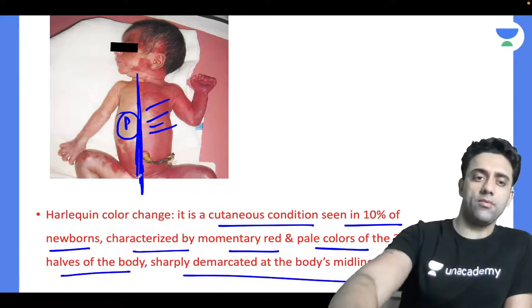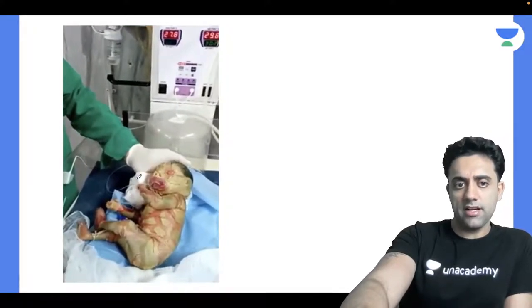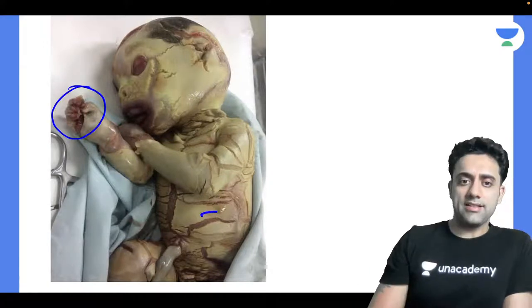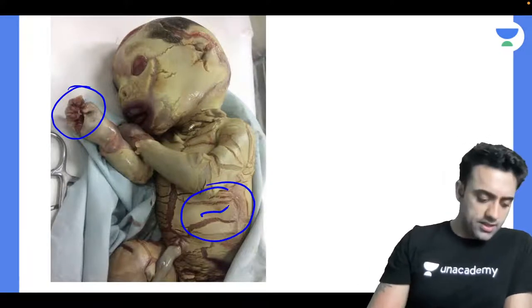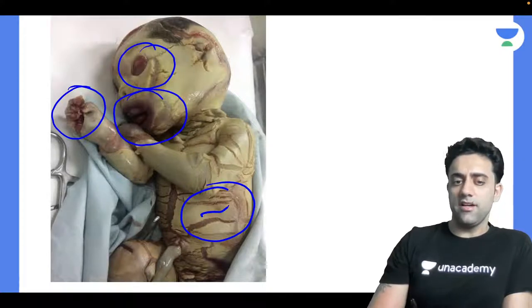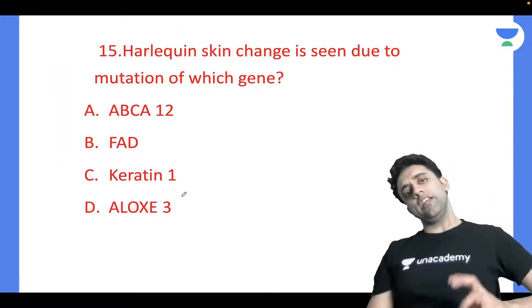That's okay, Pancake, no problem. So this is a harlequin baby. Very importantly, this one has a contracture of digits, cracked skin, and full edema over the face and over the lips, a very bad situation. It's a harlequin skin change also.